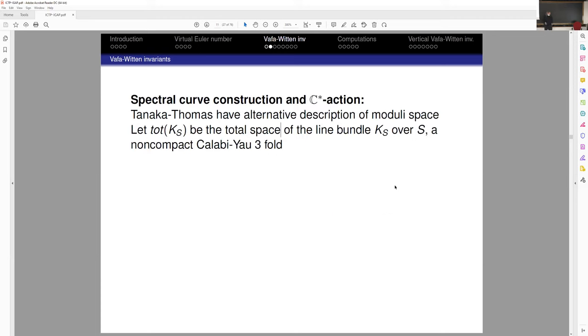Okay. Now there's another completely different description of the same space, which I just briefly say, we don't need it very much. So there's an alternative description of this moduli space, namely as a moduli space of sheaves on a three-fold instead of on a surface. So we look at the total space of the canonical line bundle on S. That means it's a three-fold over the surface S, where the fibers over every point are the fibers of the canonical line bundle. It's obviously non-compact because the fibers can be scaled by complex numbers. And so we look at this space.